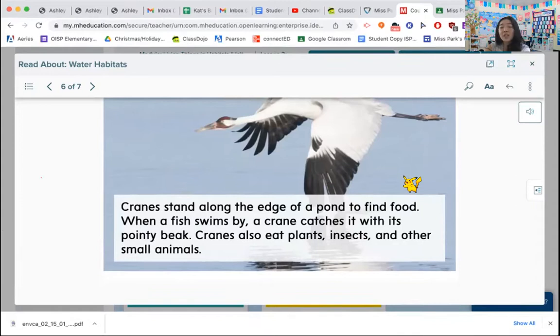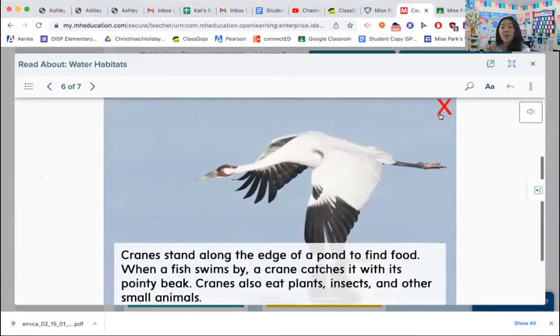We have cranes. They stand along the edge of a pond to find food. When a fish swims by, a crane catches it with its pointy beak. Cranes also eat plants, insects, and other animals.